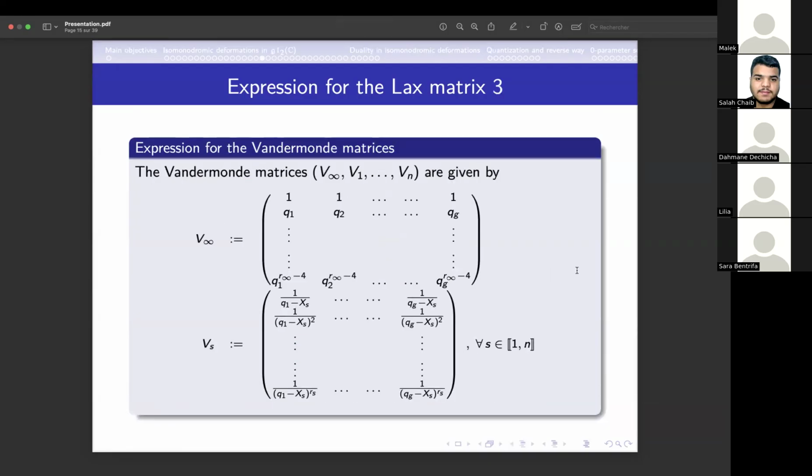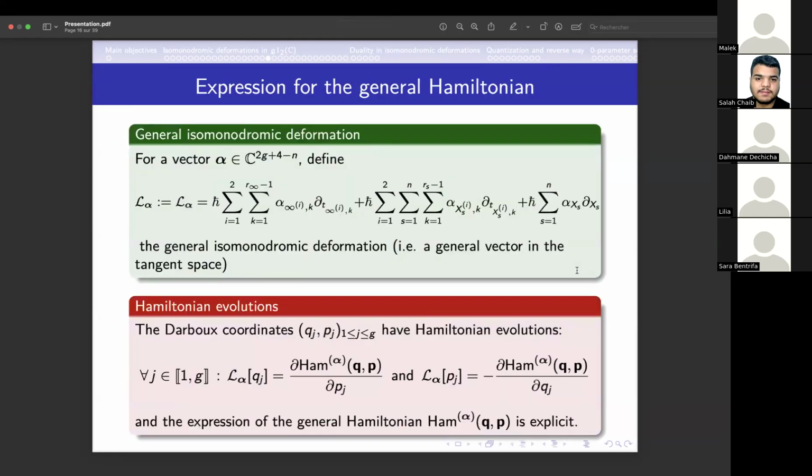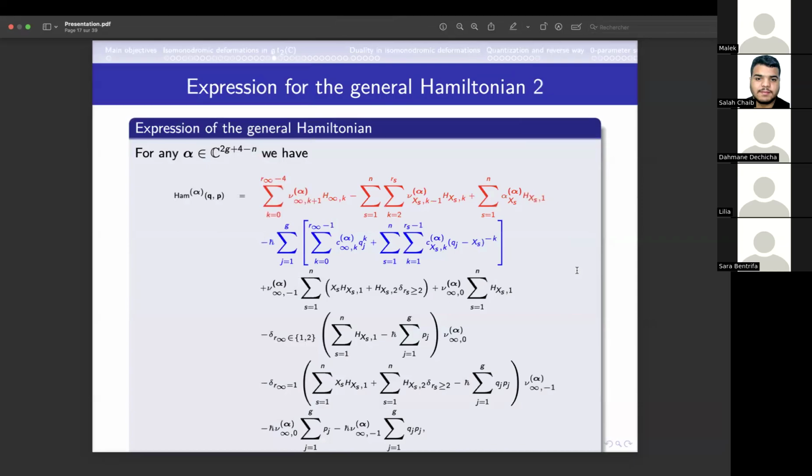You get the Van der Waals matrices as a function of the Darboux coordinates. And when considering isomonodromic deformations, you consider a general operator of the expressions that we have before, in order to get exactly what you need after solving the compatibility equation. What you get is that the Darboux coordinates have Hamiltonian evolutions, that's for sure. So literally, once you get the evolutions of the Darboux coordinates, it becomes just a simple task to get the Hamiltonian, and you get the Hamiltonian to be this.